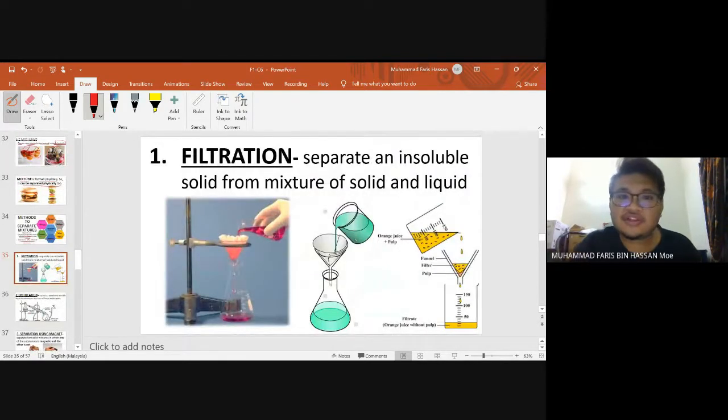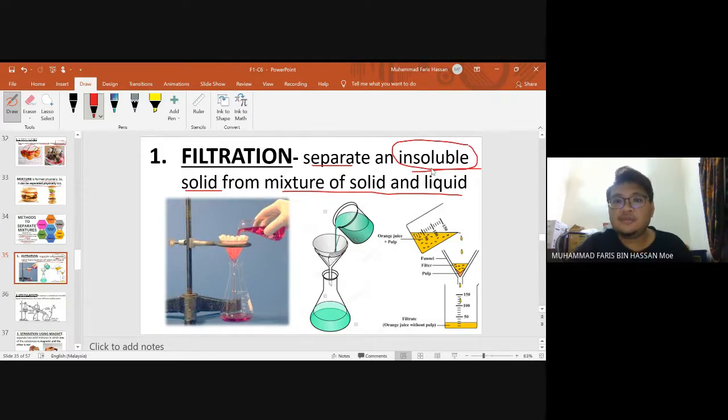So what is the filtration method? The filtration method is a method that can separate an insoluble solid from a mixture of solid and liquid. The keywords here are insoluble solid. Because the solid is insoluble, we can filter the insoluble solid from the mixture.